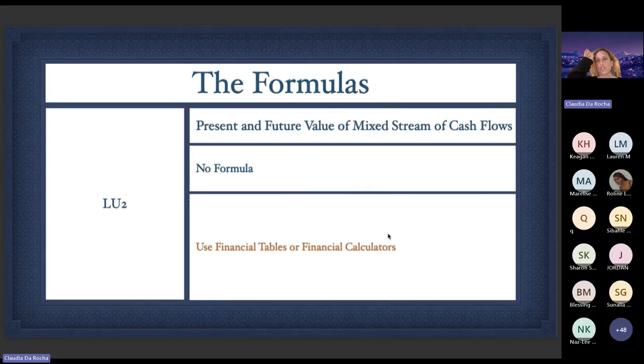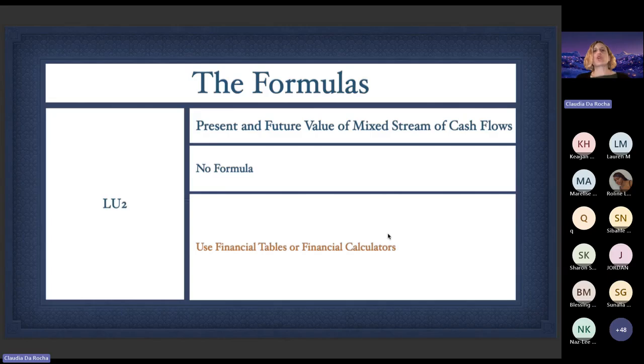Right, then we have the present and future value of a mixed stream of cash flows. So with the mixed stream of cash flows, there are no formulas. Not that there are no formulas, but in our module, we don't show the formulas because they are quite complex. We rely on the financial tables and the financial calculators. Same with all the other types, we also have the financial calculator and financial tables. You can use them for everything. But with the mixed stream of cash flows, we only use financial tables or financial calculators.